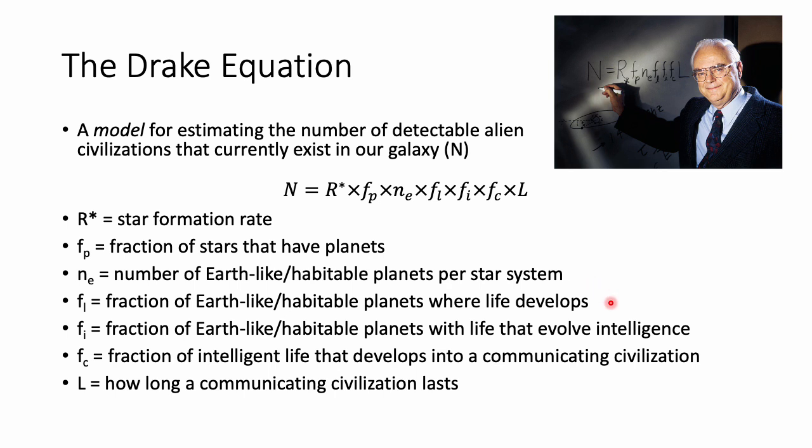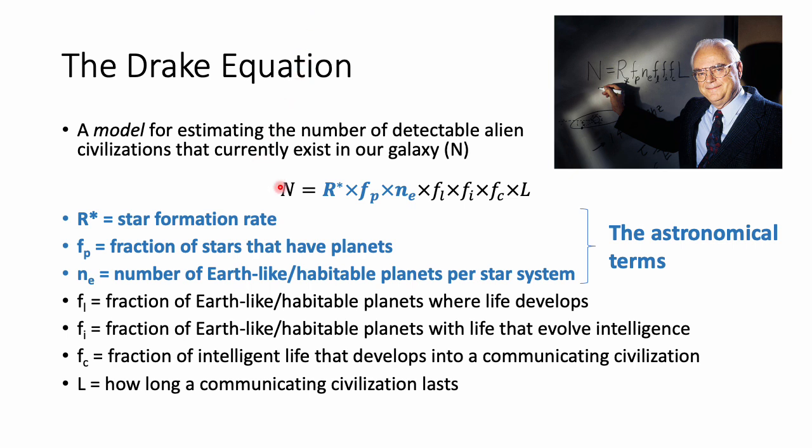And then you have f sub l, the fraction of Earth-like habitable planets where life develops. And then we continue on. f sub i, the fraction of those planets where life evolves intelligently. f sub c, the fraction of intelligent life that develops into a communicating civilization. Finally, ending with big L, which represents how long a communicating civilization lasts. And so you can kind of see that we're getting from something really big and possibly well understood to something that is not really well understood and very hard to answer.